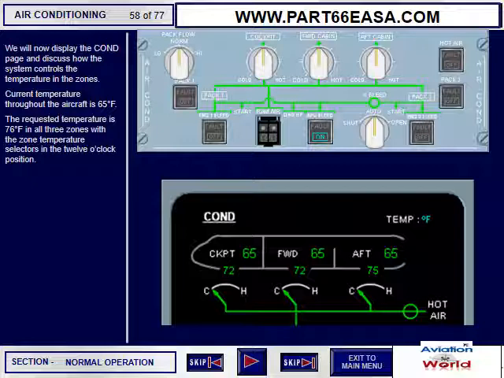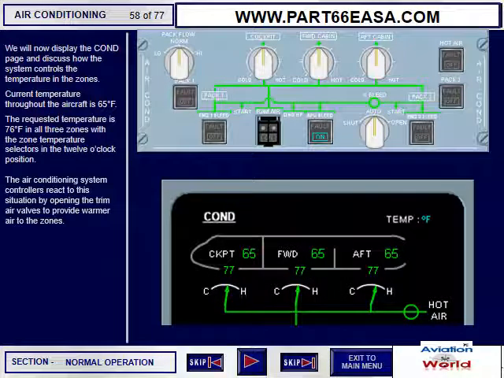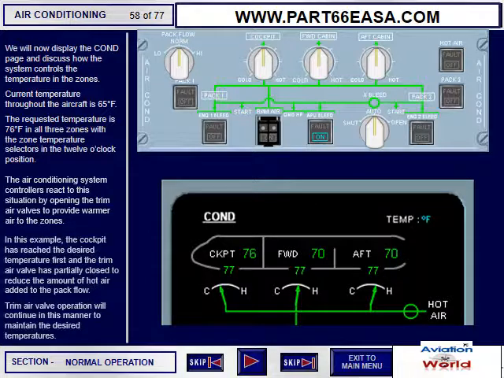Current temperature throughout the aircraft is 65 degrees Fahrenheit. The requested temperature is 76 degrees Fahrenheit in all three zones, with the zone temperature selectors in the 12 o'clock position. The air conditioning system controllers react to this situation by opening the trim air valves to provide warmer air to the zones. In this example, the cockpit has reached the desired temperature first and the trim air valve has partially closed to reduce the amount of hot air added to the pack flow. Trim air valve operation will continue in this manner to maintain the desired temperatures.